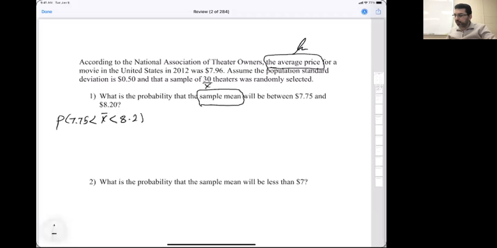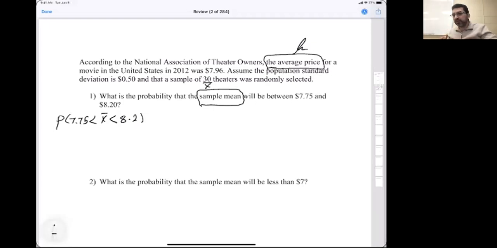So first of all, look at the sample size. Is it 30 observations or more, or less than 30? That's the first thing. Second, do we know the shape of the population or not? Of course, this scenario doesn't tell us anything about the distribution of the average price for the movie in the United States. It doesn't say it's normally distributed, so we assume that we don't know it.